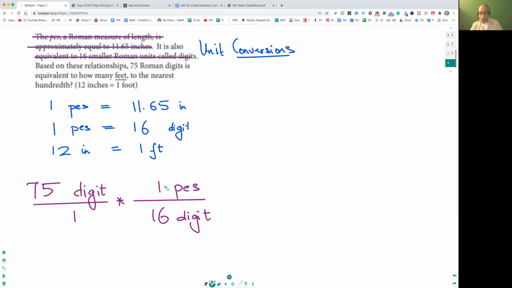So I can multiply the numerator and denominator by an equivalent quantity. So that's what I'm doing. And now the digit is gone from the face of the earth, right? So the digit is gone and you've now converted 75 digits to pes, right? Now, look what I'm going to do over here. I cancel this. Now, convert this pes to inches, right?